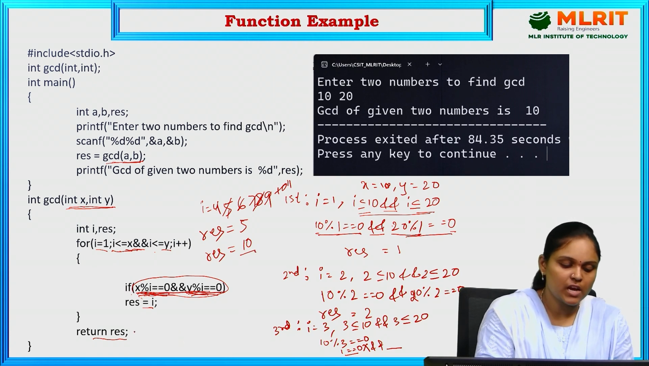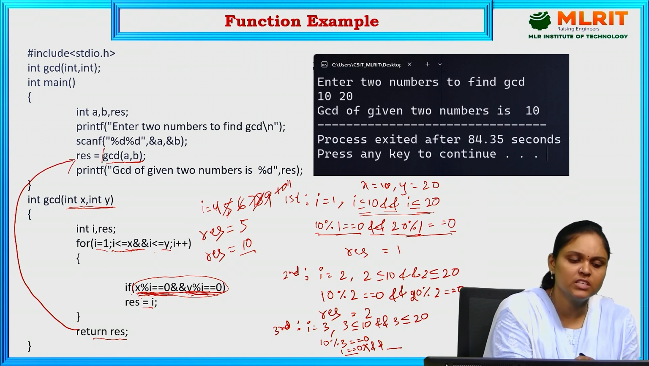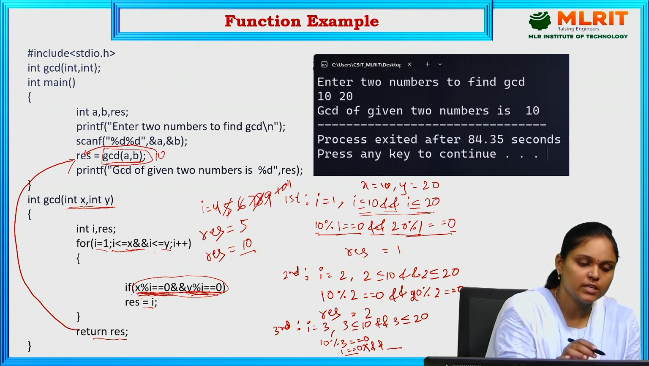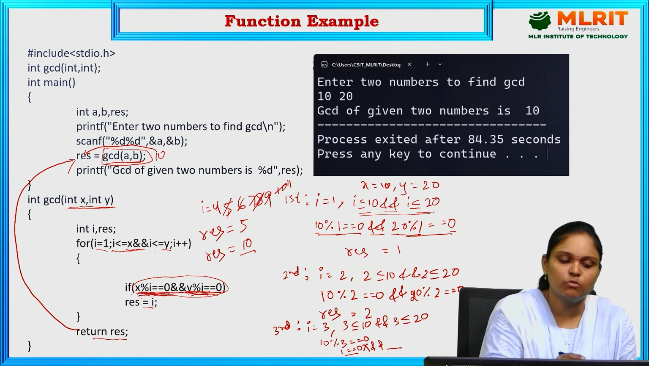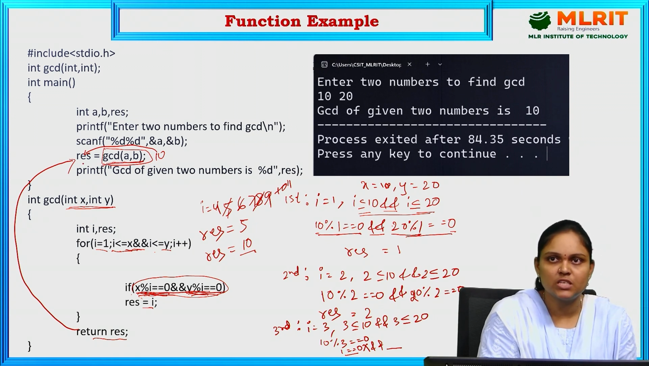So the 10 value will be returned to the main function over here. So the value of this GCD(A, B) is equal to 10. This 10 value we are assigning to the RES variable. It is an equals to operator. Whatever value comes over here, we are assigning to the RES variable by using an equals to operator.